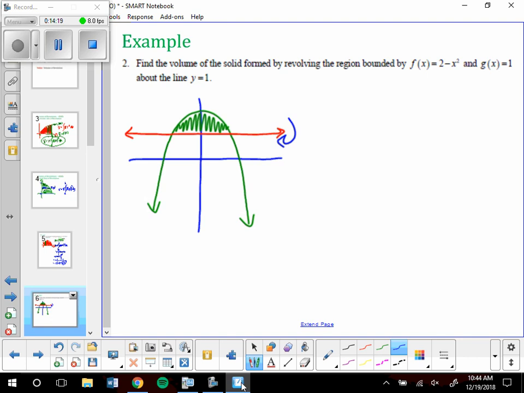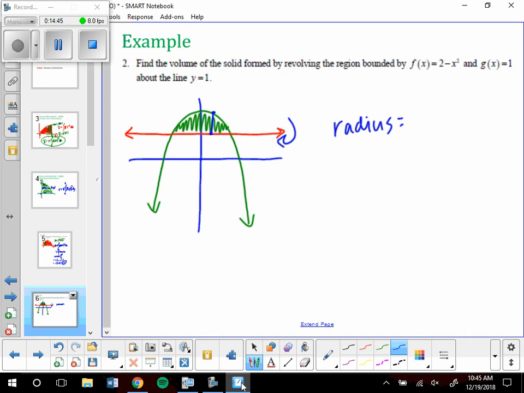Won't we? I would also draw what line you're rotating around, and I literally draw in my radius every time. Can you see your radius? It's from the edge of your area to your axis of revolution. How do we describe the length of this radius? It's top minus bottom.